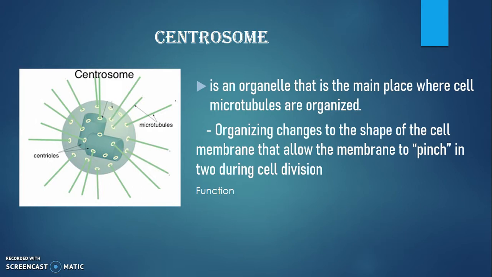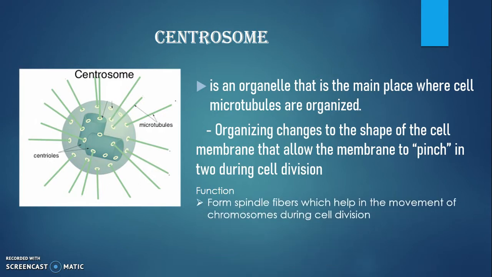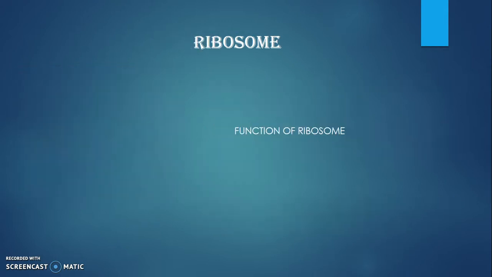Before cell division, the centrosome duplicates, and then as division begins, the two centrosomes move to opposite ends of the cell. Proteins called microtubules assemble into a spindle between the two centrosomes and help separate the replicated chromosomes into the daughter cells. The function of the centrosome is to form spindle fibers, which help in the movement of the chromosomes during cell division, and help in formation of cilia and flagella.